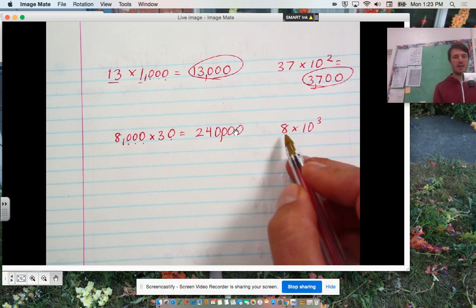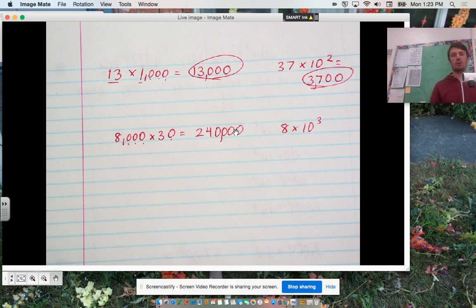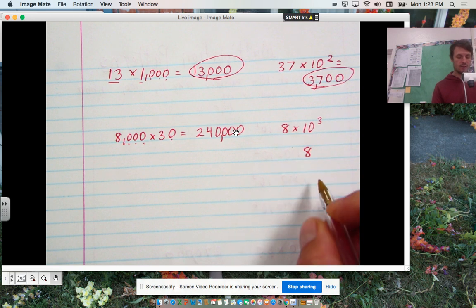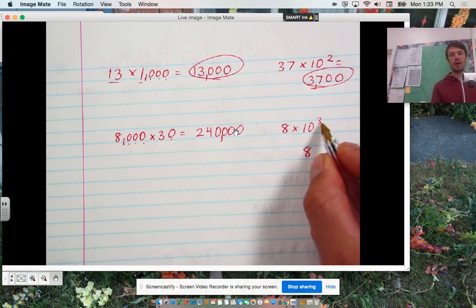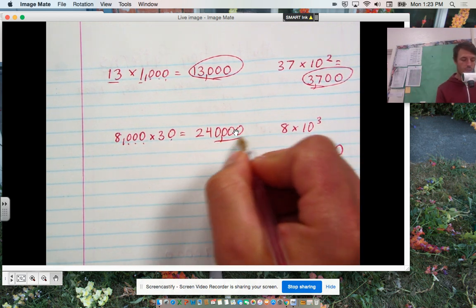Then we have 8 times 10 cubed, or 8 times 10 to the 3rd power, but we'd say 8 times 10 cubed. 8 times 1 is 8, and then it's to the 3rd power, so we put 1, 2, 3 zeros, and it's 8,000. Okay, that's your independent practice.